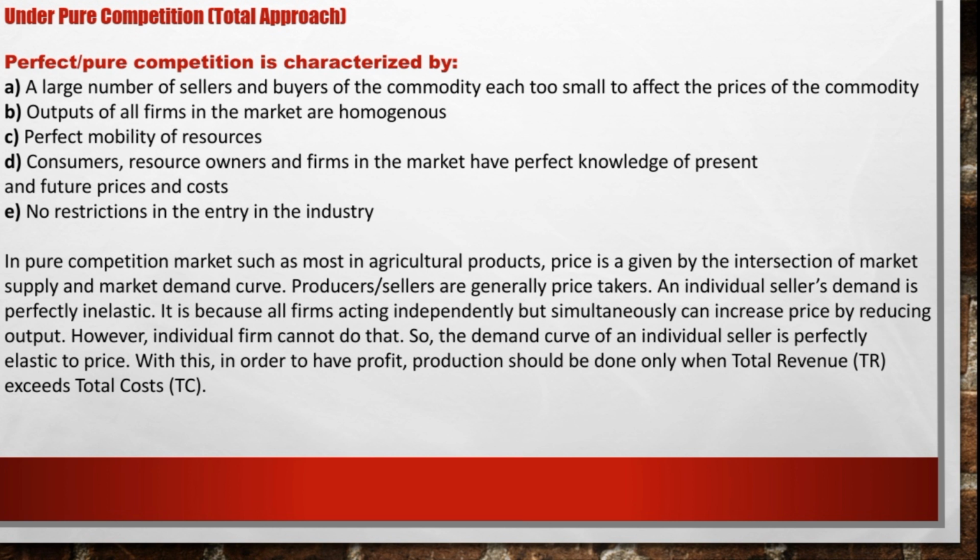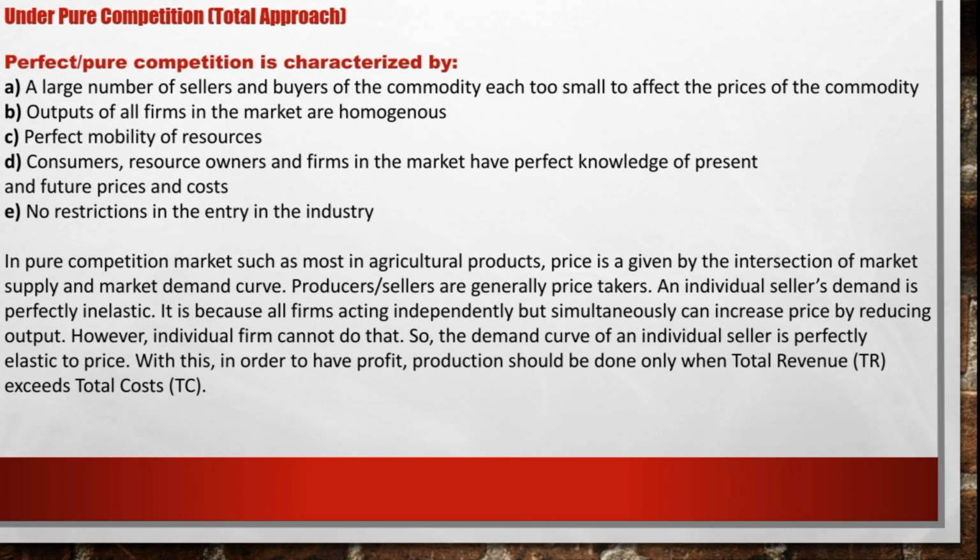In pure competition markets, such as most in agricultural products, price is given by the intersection of the market supply and market demand curve. Producers, or sellers, are generally price takers. For the market as a whole, demand is not perfectly elastic, because all firms acting independently but simultaneously can increase price by reducing output. However, an individual firm cannot do that, so the demand curve of an individual seller is perfectly elastic to price.